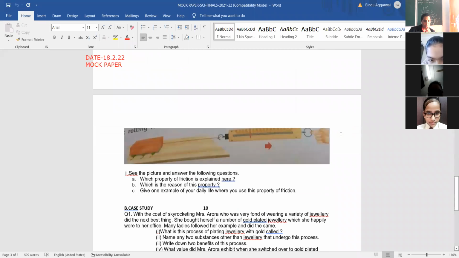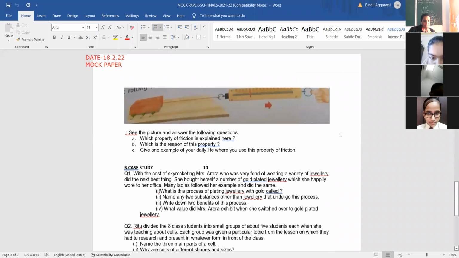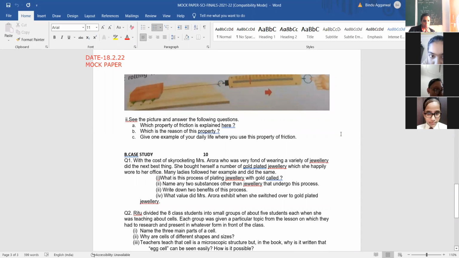Next, one more picture is there. See and answer the following questions. Which property of friction is explained here? You must have seen what is this? This is a spring balance. Spring balance. The bricks are rolled over the pencils. These are the bricks, and below the bricks, see the figure carefully, there are pencils. Okay. So kindly tell which property of friction is explained here.